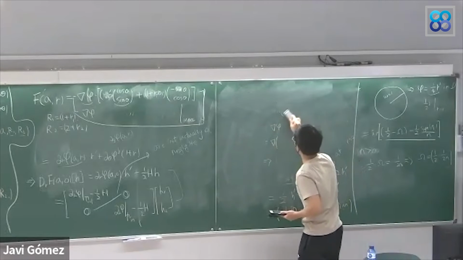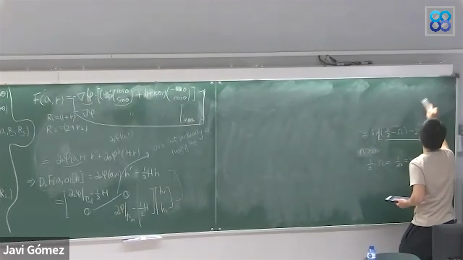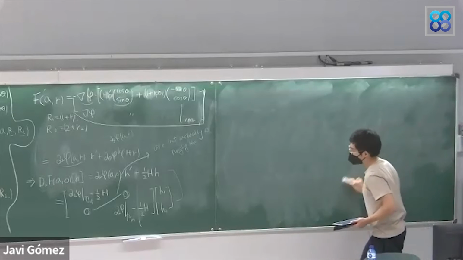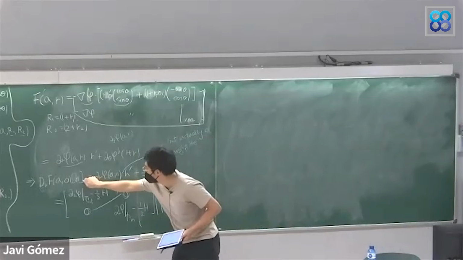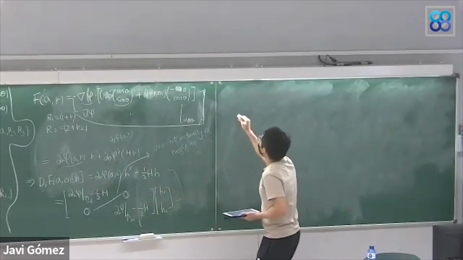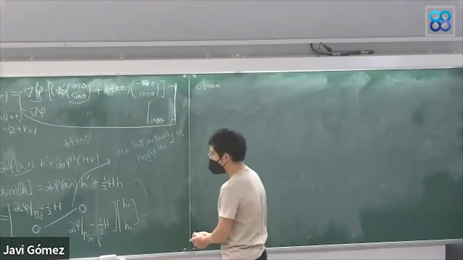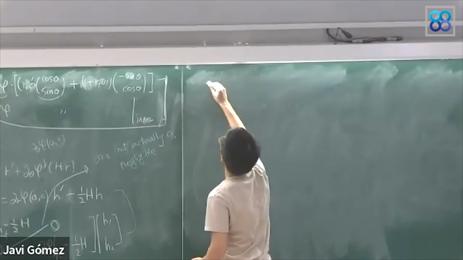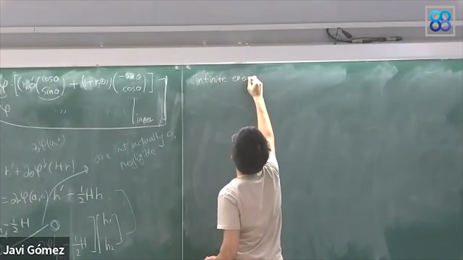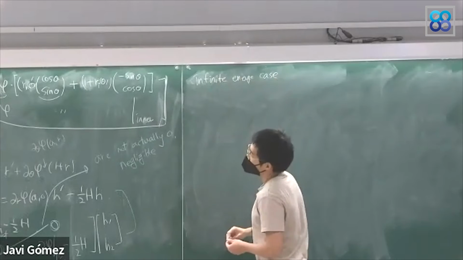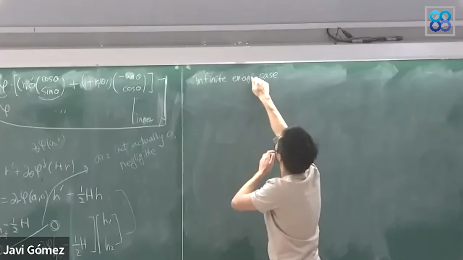Let's go back to the stationary solution, our original goal. So our original problem here, and the linearized operator looks like this. And then let's observe the following. Let me start with the infinite energy case. We are going to analyze this linearized operator for the infinite energy solutions.